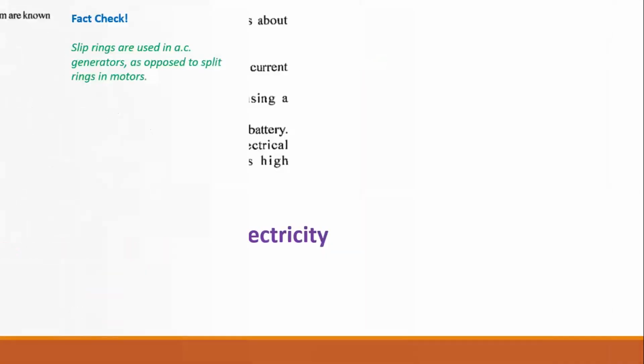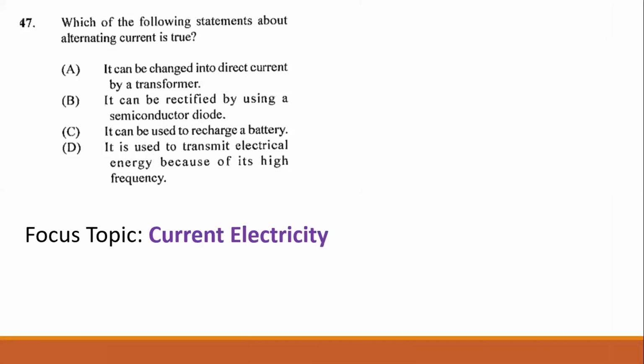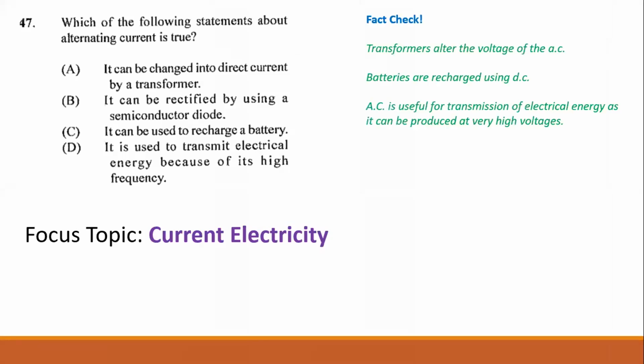Right, number 47, which statement about alternating current is true? Now we know that transformers will alter the voltage of the AC, doesn't change it into direct current. Batteries are recharged using direct current, not alternating current. And alternating current is used to transmit electrical energy because of the fact that it can be produced at high voltages and not necessarily because of high frequency. So that leaves us with option B.